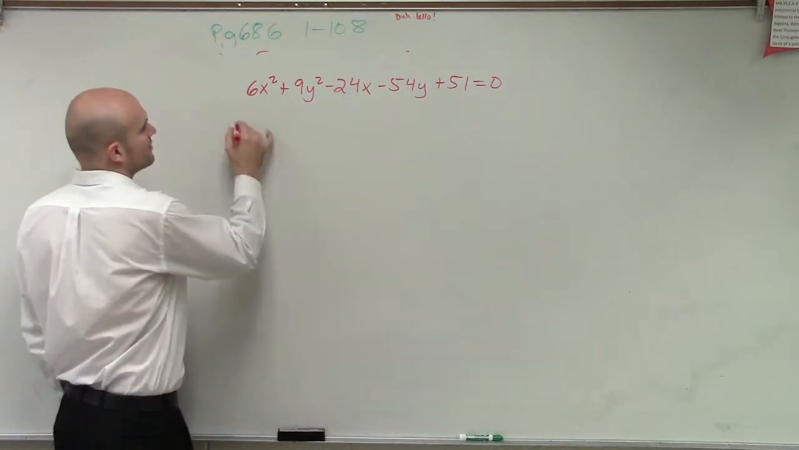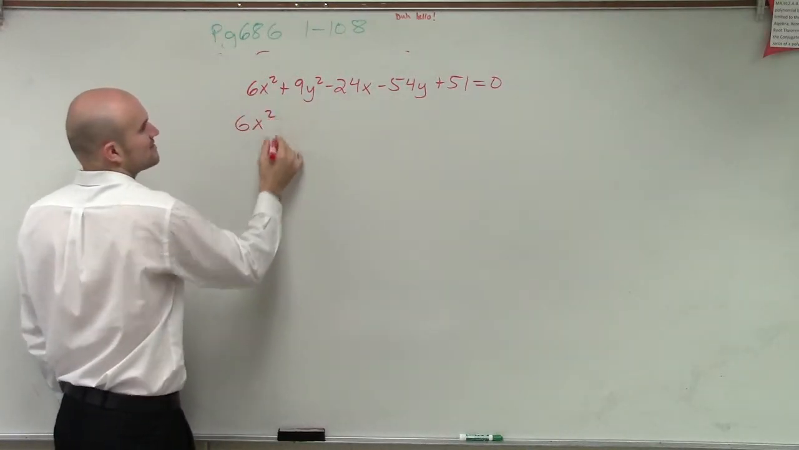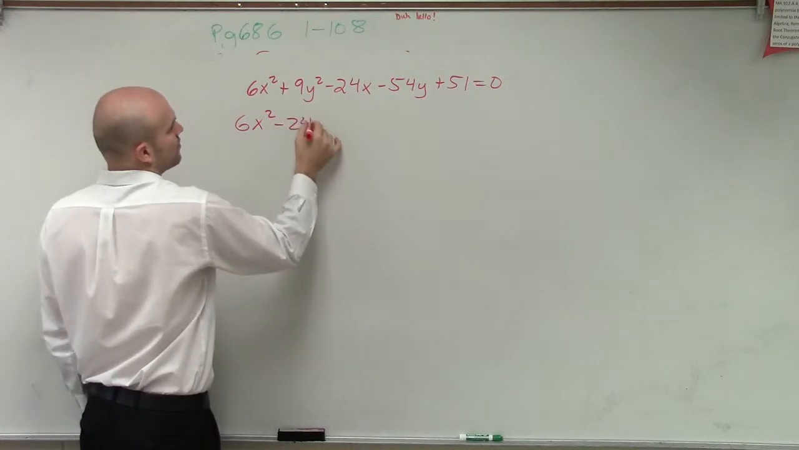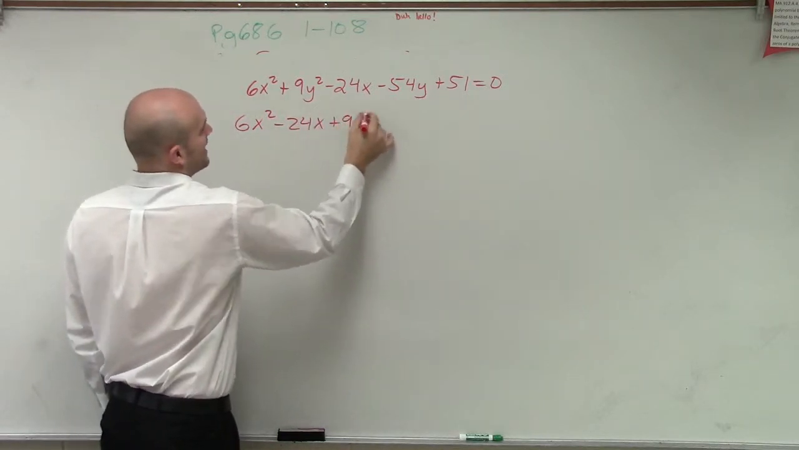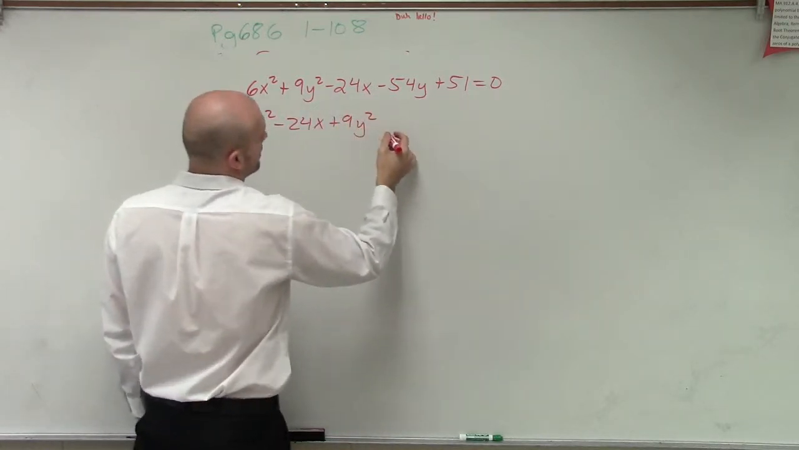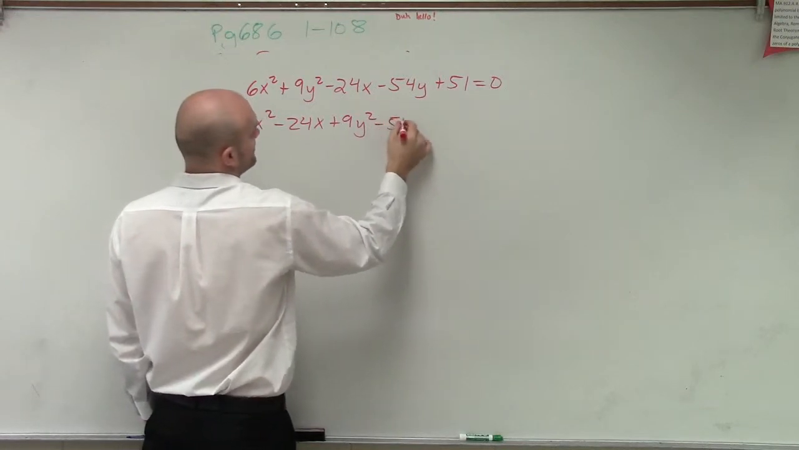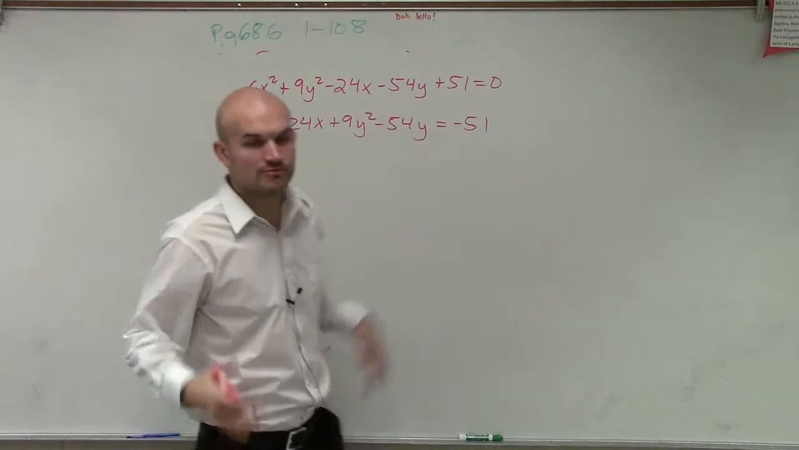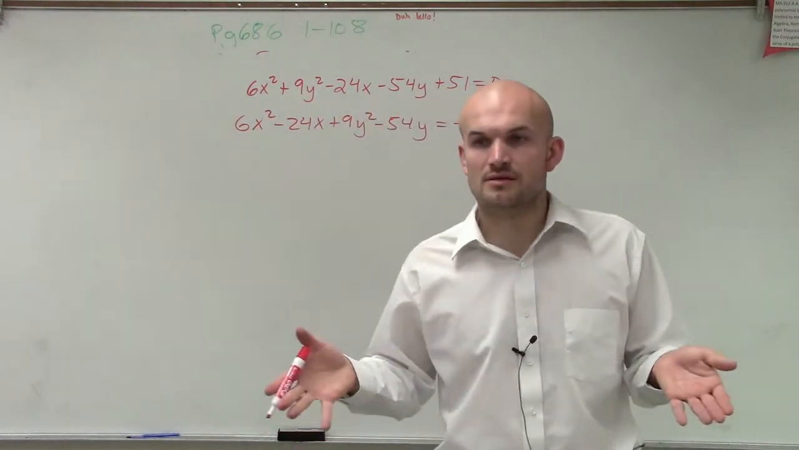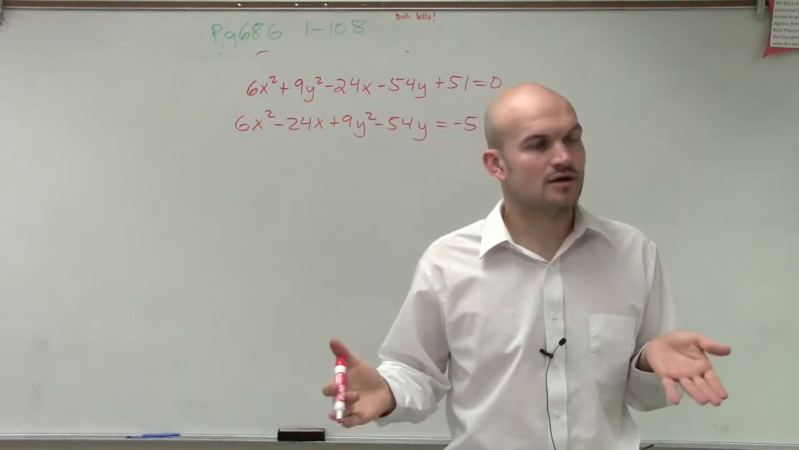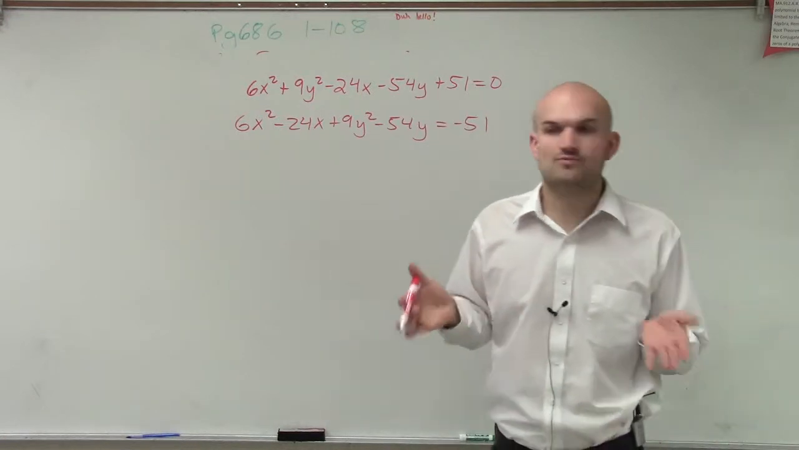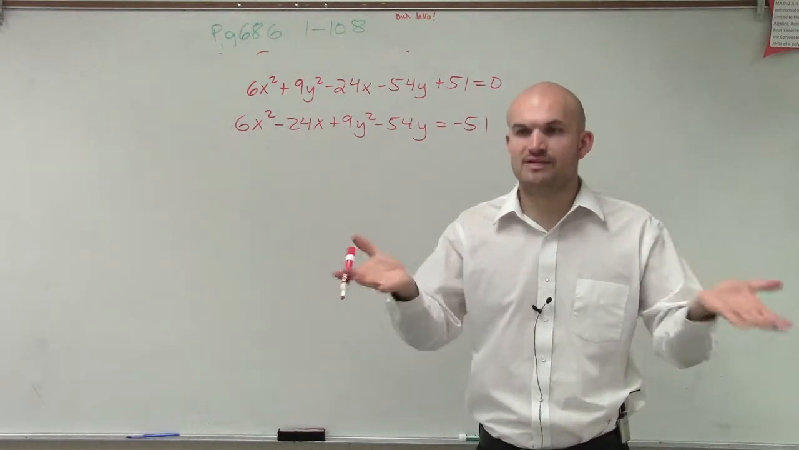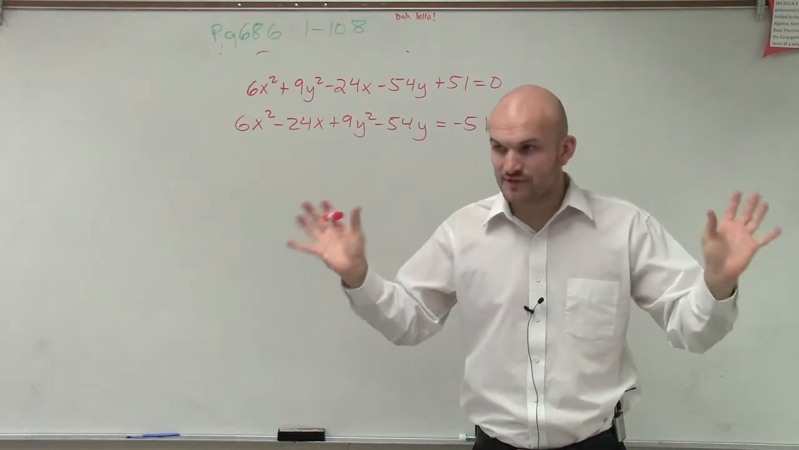So therefore, I'm going to reorganize the x's. So I have 6x squared minus 24x plus 9y squared minus 54y equals negative 51. Because remember, the standard form is x minus h squared plus y minus k squared, and then we have a squared and b squared down below. But we have those perfect squares.